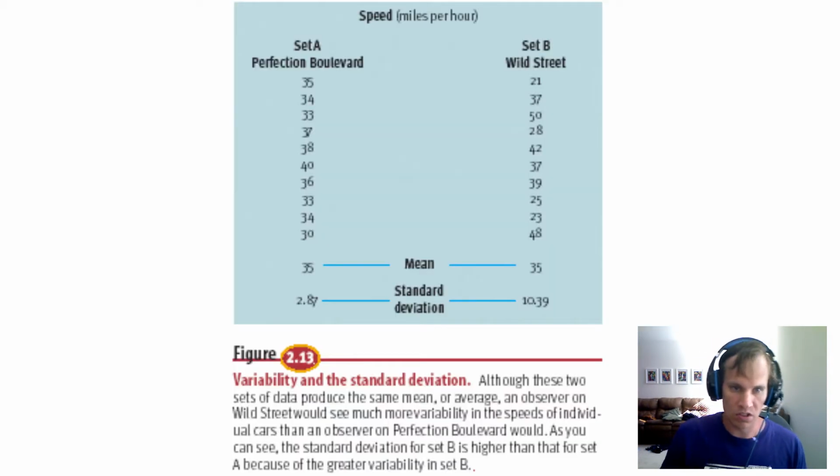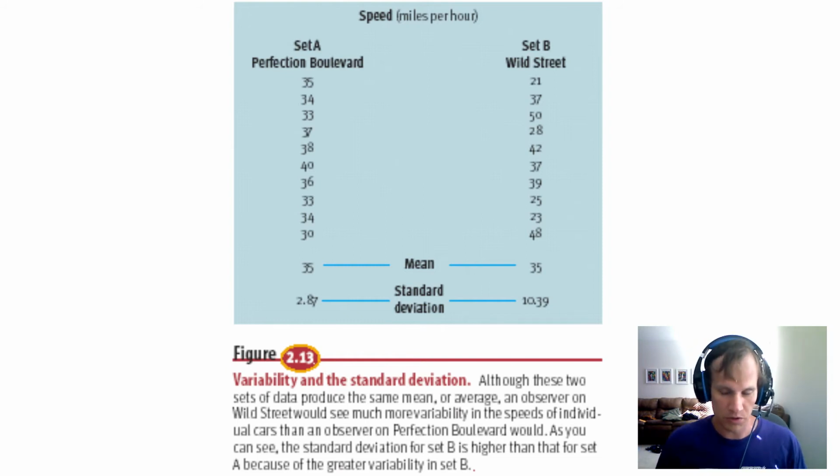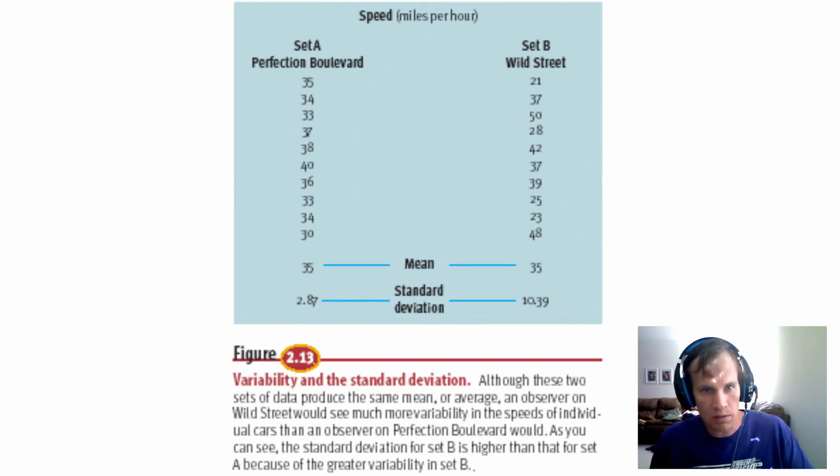So some examples. We have two theoretical streets, and it says speed in miles per hour. Street A is Perfection Boulevard, where you have 35, 34, and so on. And you have Wild Street, Street B, where you have 21, and then 37, and then 50. The mean for both of those streets is actually the same, 35. So the average is the same for both. If you're asking what's the average speed of both these streets, it's the same. But if you look at the standard deviation, it's a huge difference. Everyone on Perfection Boulevard is driving about the same speed.